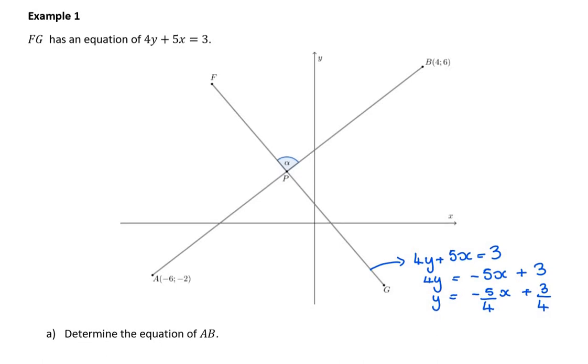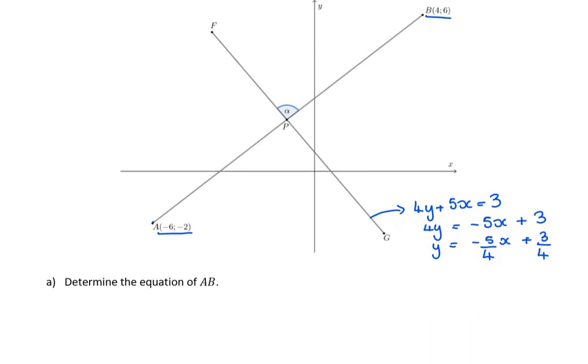Determine the equation of AB. Okay, well that's got nothing to do with this line FG, so let's look at AB, and what do you know, they've given me 2 points on the graph. Now that's wonderful, because it means that I can immediately go into finding my gradient. In all questions you don't have to write down the equation for gradient. You're welcome to go straight to substitution.